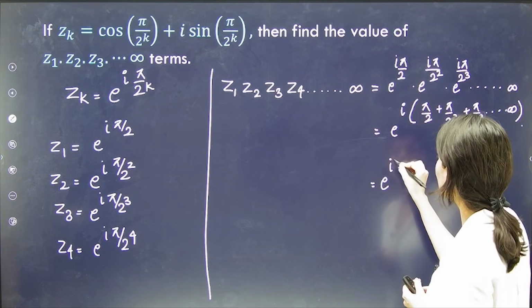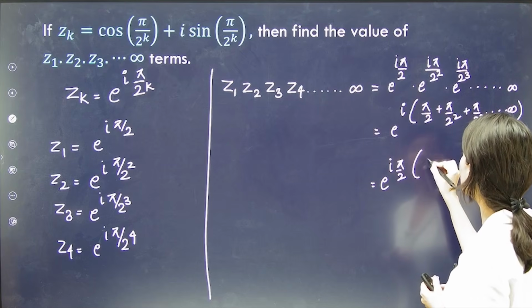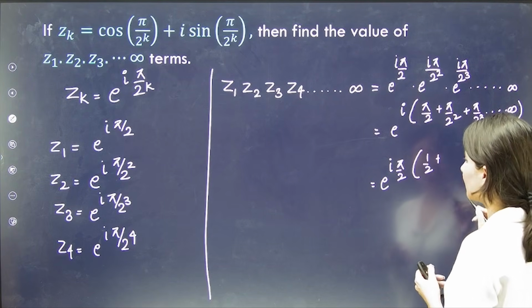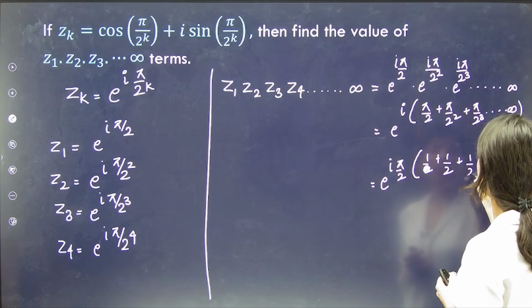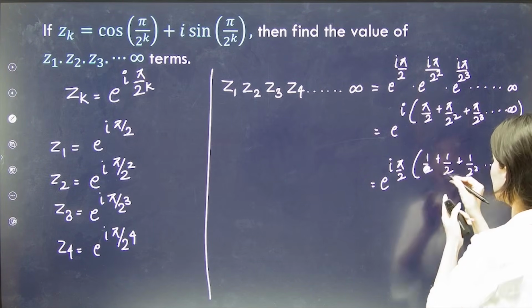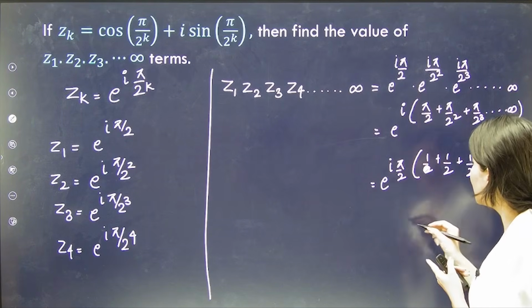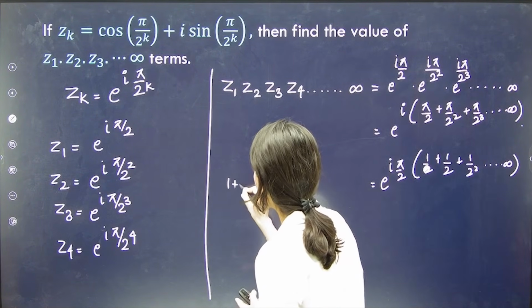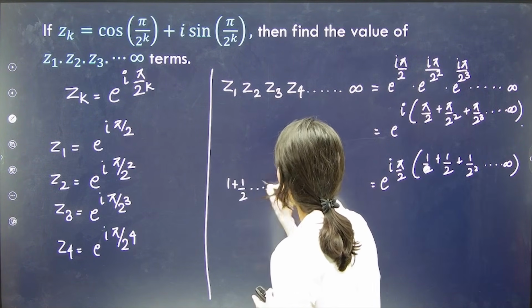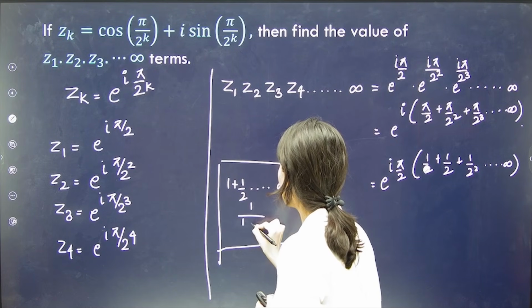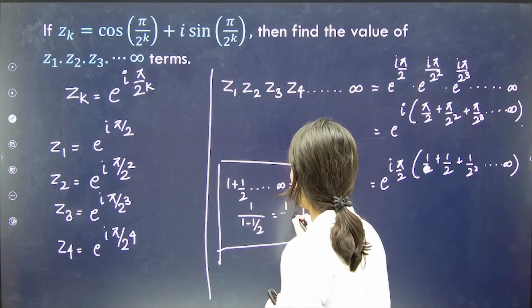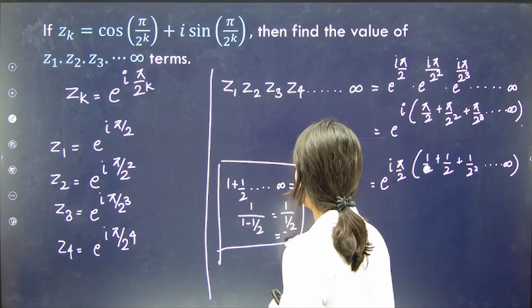e raised to power iota pi by 2, also you can take common 1 by 2. Okay, so 1 plus, not 1 by 2, 1 plus 1 by 2 plus 1 by 2 square all the way up to infinity. Sum to infinity of a GP will be a upon 1 minus r. So 1 plus 1 by 2 and all the way up to infinity will be equal to a upon 1 minus r, so 1 upon half, that is 2.